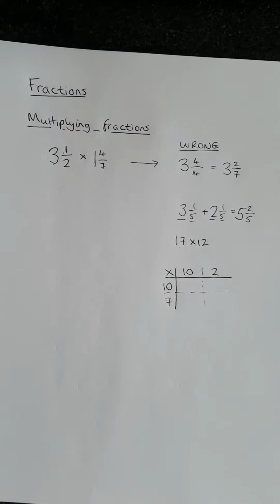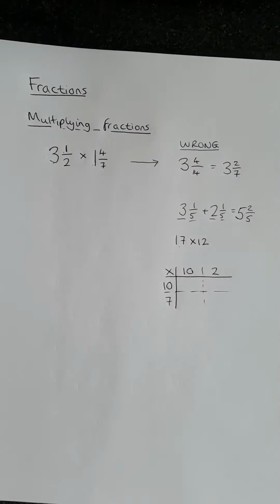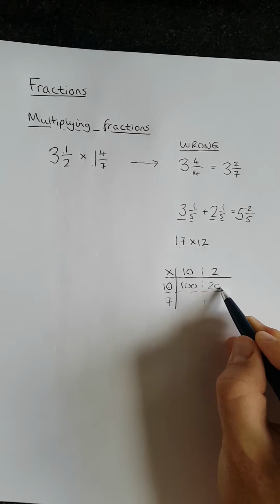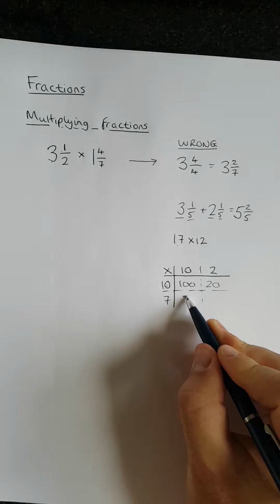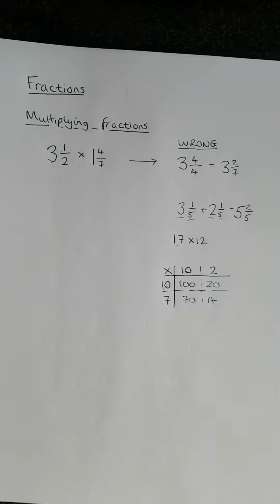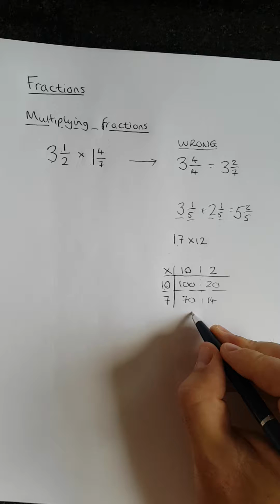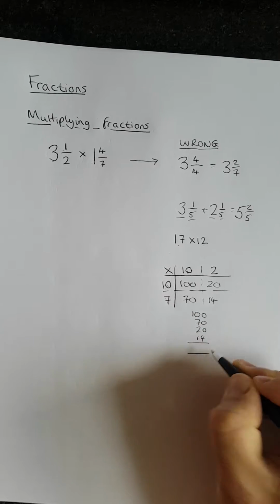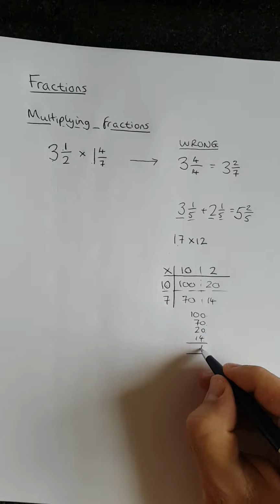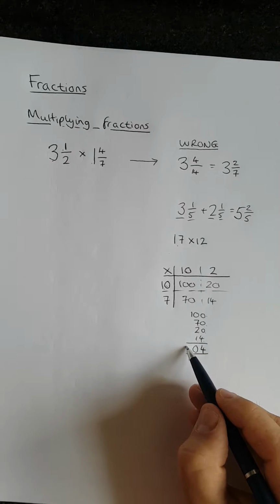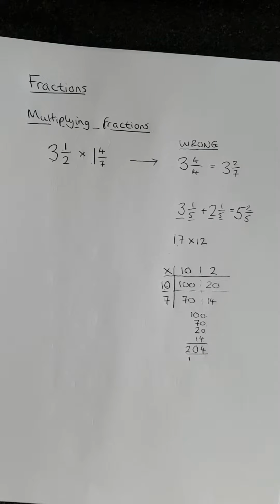17 is 10 and 7. 12 is 10 and 2. 10 times 10 makes 100. 10 times 2 makes 20. 10 times 7 is 70. And 7 times 2 is 14. Now, you add those parts together. Okay.